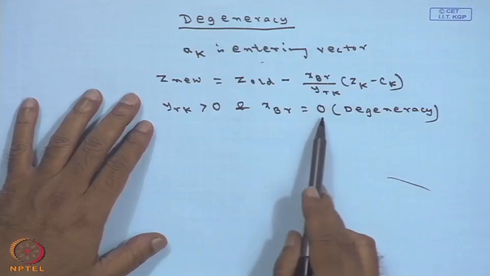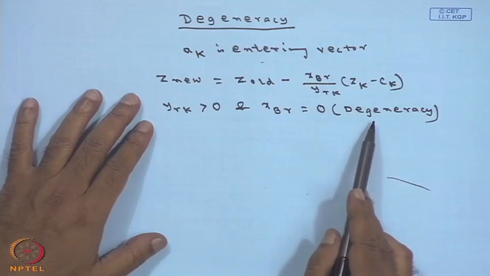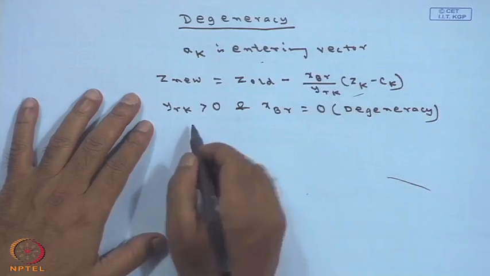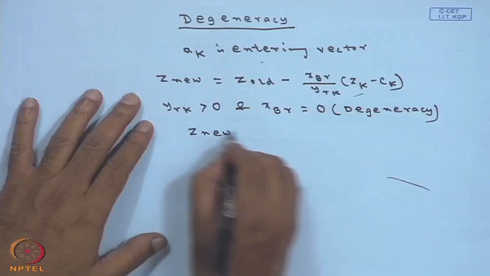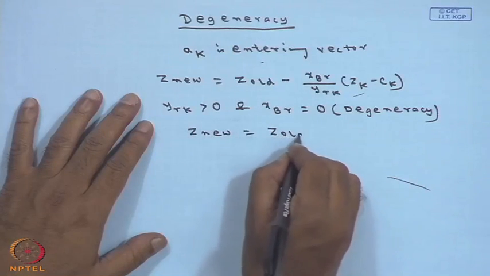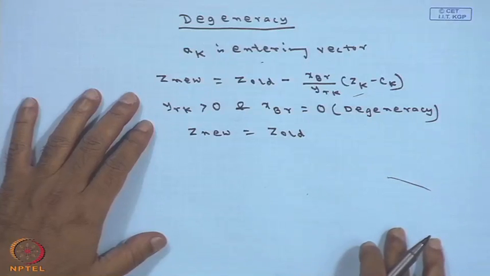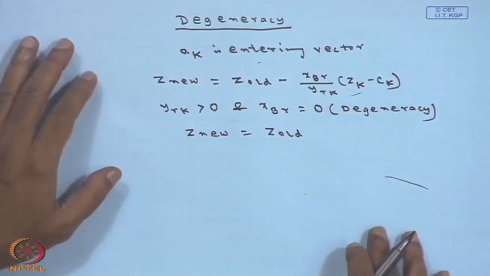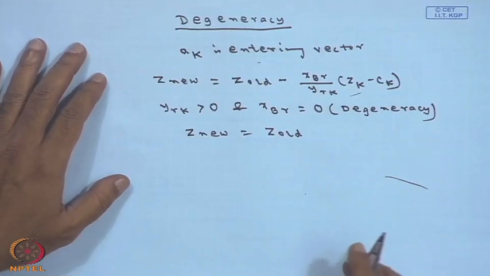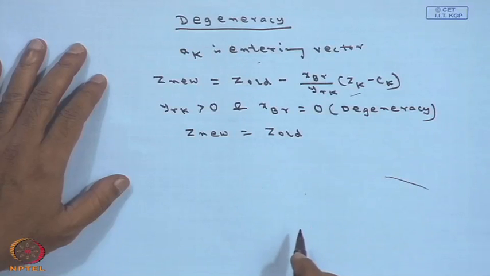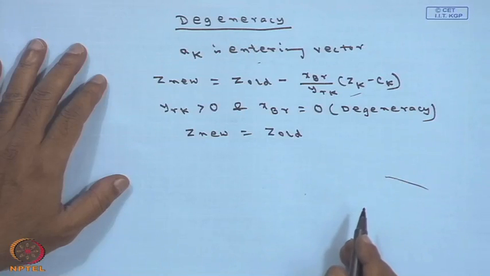If x b r equals 0 for the degenerate case, then this part is going to be 0, and the new value of z and the old value of z are the same. There is no change, no improvement in the objective function. That is the reason we said that if degeneracy exists, there is no assurance that the z value will improve over the iterations.